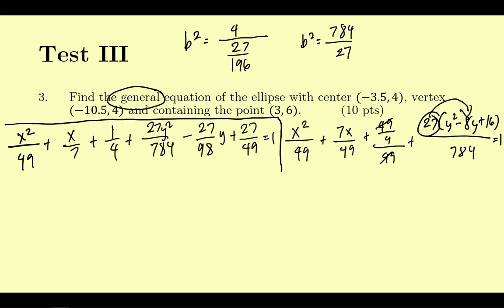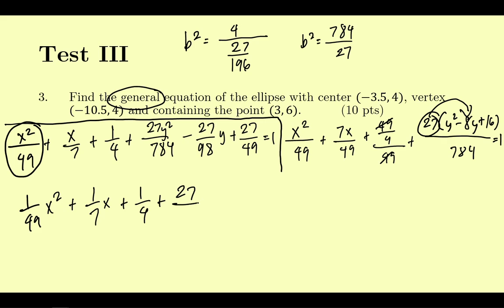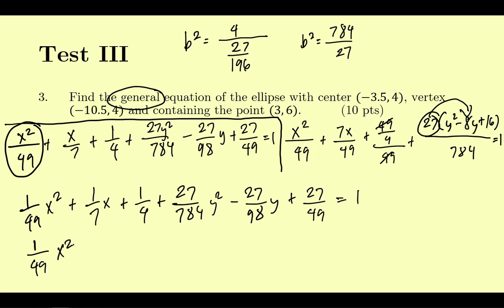Lastly, you have an option to leave these in this format, or pwede mo rin siyang gawing 1 over 49x squared. It's up to you. Plus 1 over 7x plus 1/4 plus 27 over 784y squared minus 27 over 98y plus 27 over 49 is equal to 1. All you need to do here is to combine like terms in the format as I have mentioned earlier: x squared, y squared, x, y, constant. Okay.